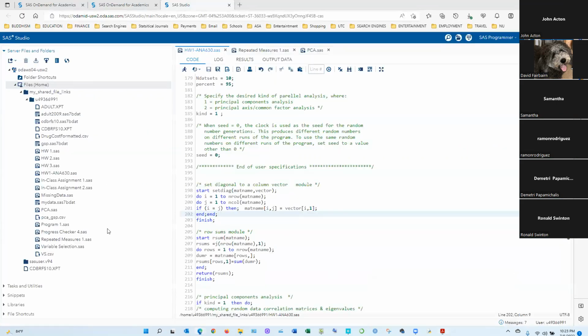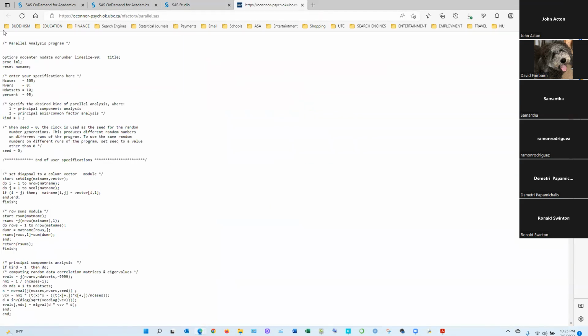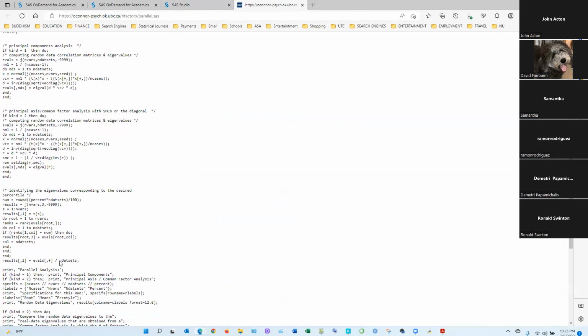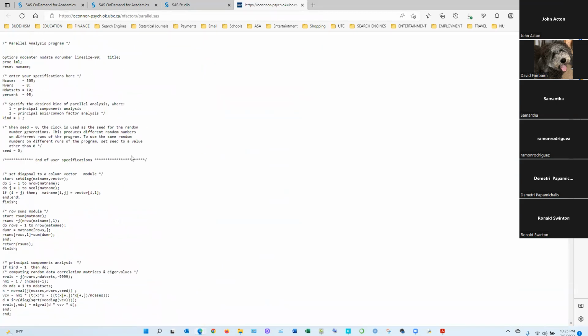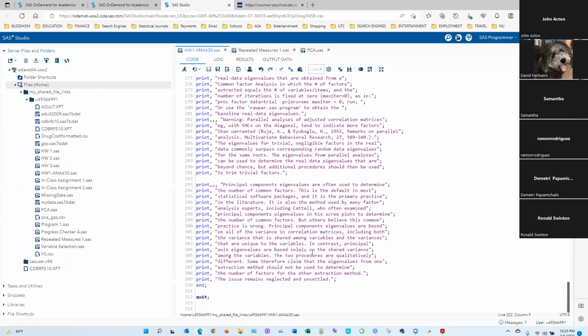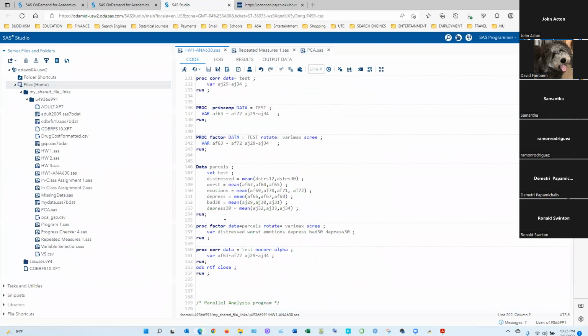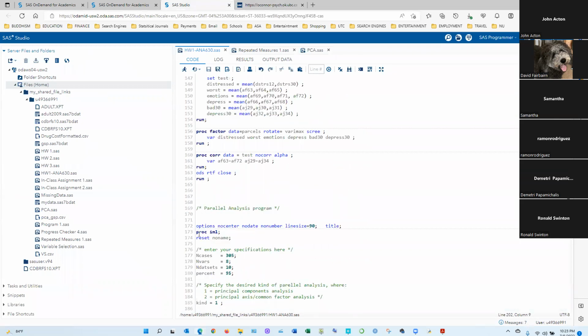The whole code is over here. It's already provided. That Monte Carlo simulation procedure has already been provided. You don't have to worry about that one, and you have to change only the number of cases and the number of variables. Also the percentage to be kept and the number of data sets. You have to change those only.